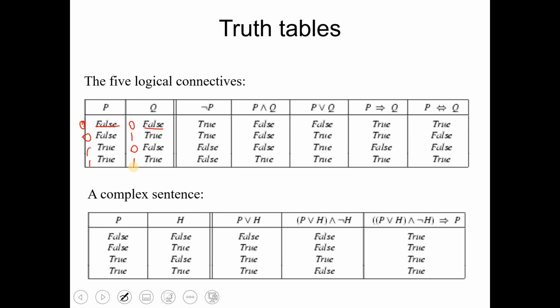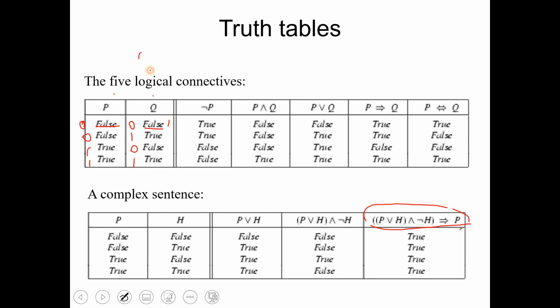So if I want to define a complex sentence, let's say the sentence is this one. I will always start with the basic symbols and write them down. For example, my symbols are P and Q. From this P and Q, I will write down all the possible values for these two symbols. A symbol is like a variable. In this case, it can have two values, either false or true. So I will write down all the possible combinations.